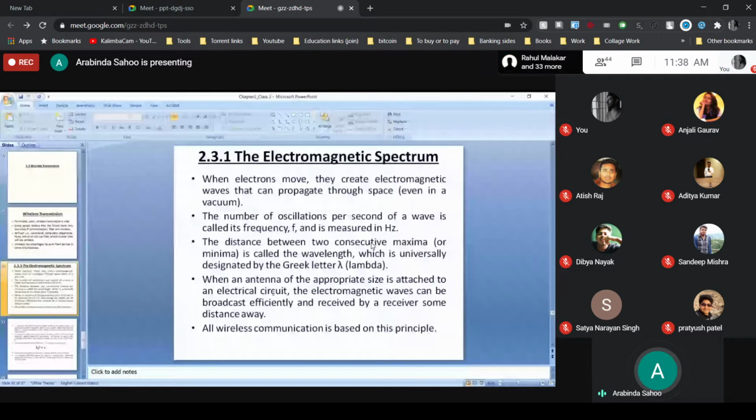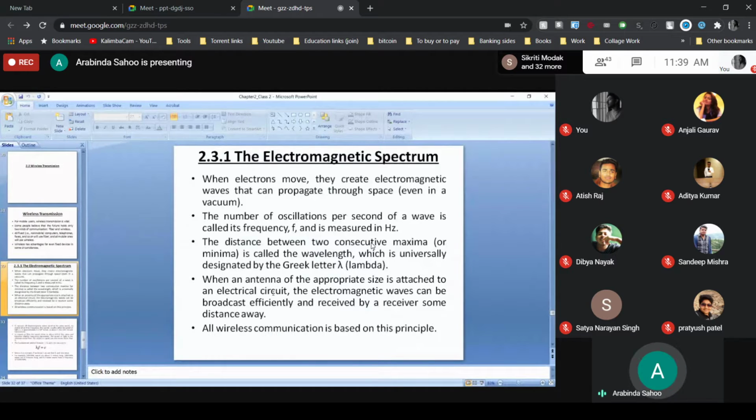When electrons move, they create electromagnetic waves that can propagate through space, or even in vacuum. Write down: when electrons move, they create electromagnetic waves that can propagate through space. This is the basic principle of your antenna.